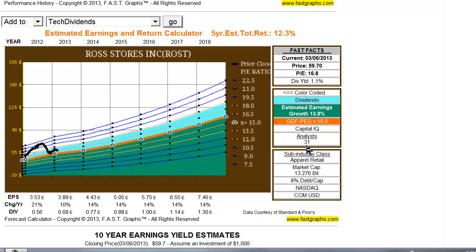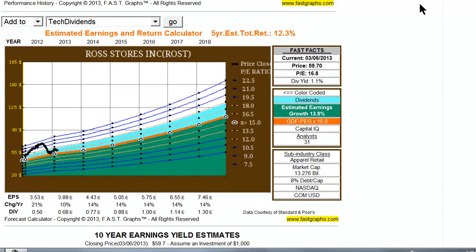The consensus of 31 analysts reporting to Standard & Poor's Capital IQ expect Ross to continue growing at 13.9%. Since this number is approximately half of what they've grown at over the last 5 years through and during the recession, I consider this number to be very plausible. If that were to occur, Ross Stores would see its PE ratio fall to 15. The orange line in this forecast graph is calculated at a PE ratio of 15. That would generate a 12.3% long-term rate of return, including dividends. If it traded at its more normal PE ratios or higher PE ratios, the return could be even better.